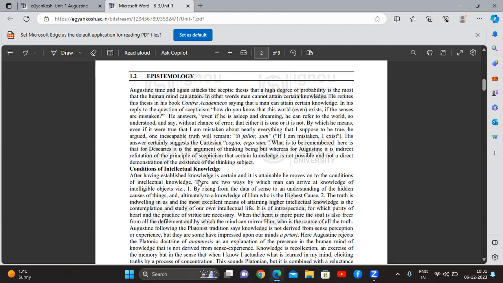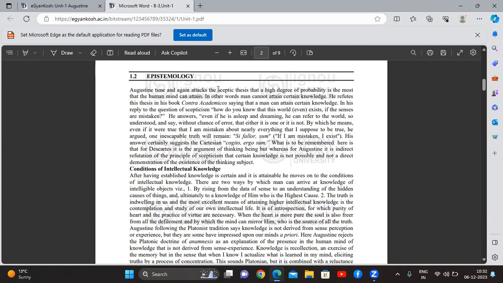So skepticism is a view that we cannot get knowledge about the world. At the most we may get some knowledge with a little probability, but actual, absolute knowledge is impossible. So Augustine attacks that philosophy. This view of skepticism, which is that a high degree of probability is the most that the human mind can attain. The skeptic philosophy said that at the most we can get only high probability, nothing more. You cannot get absolute knowledge about the world. The human mind does not have the capacity to get absolute knowledge about the world.